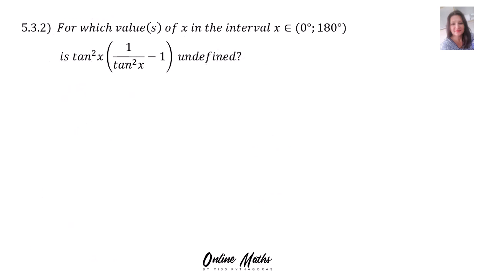5.3.2, for which value or values of x in the interval x is an element of 0 to 180 is that thing undefined. Now the rule is whenever there's a tan, then you don't even think about it. You say at x is equal to 90 degrees because that's where tan has its asymptote.